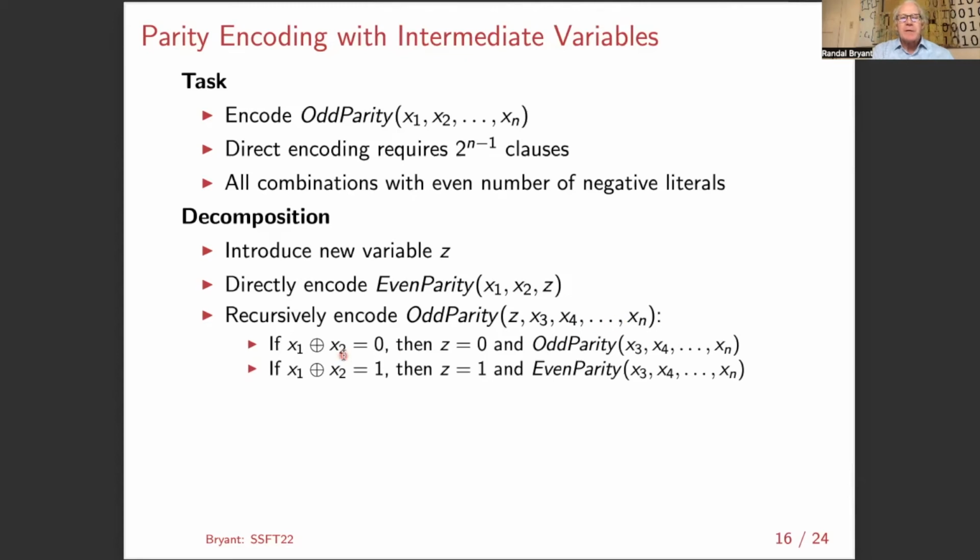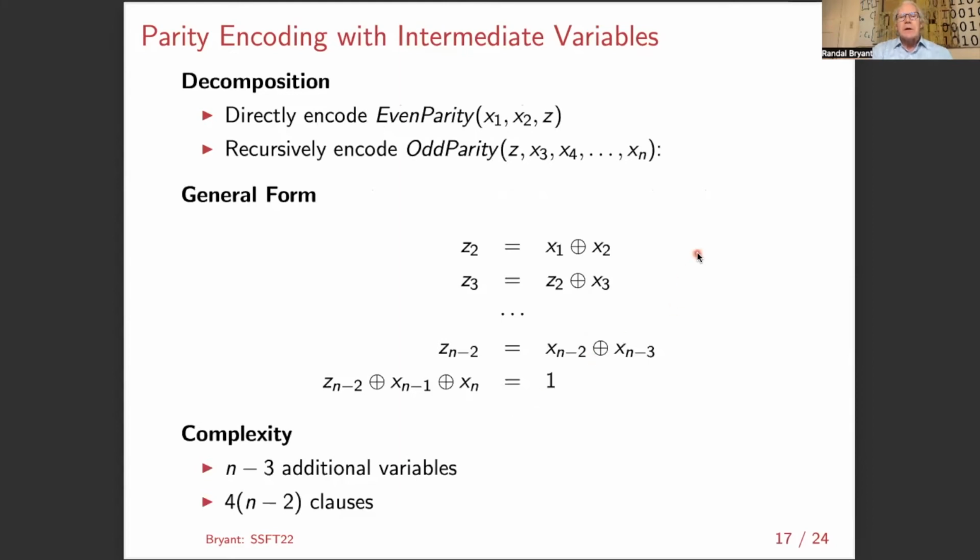So what you can think of is, if x1 and x2 have even parity, then z will be 0. And if x1 and x2 have odd parity, then z will be 1. So since z is encoding the parity of x1 and x2, and I'm inserting that into this odd parity constraint, saying that it plus the remaining ones have to be odd parity, that continues holding throughout my expansion.